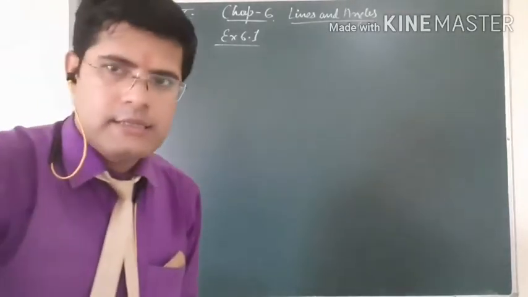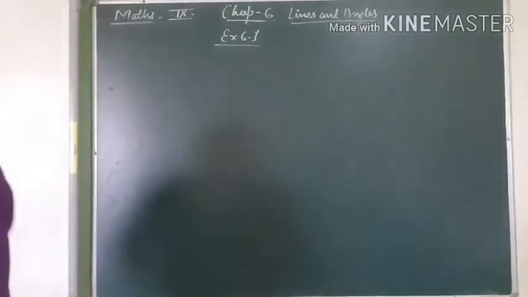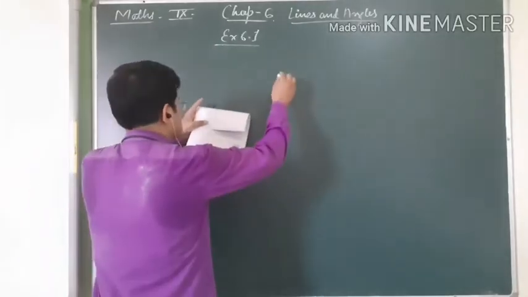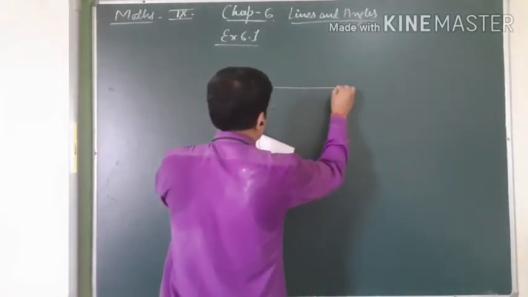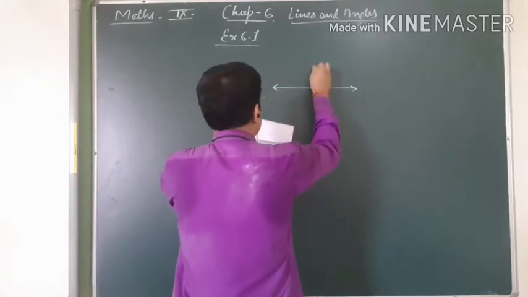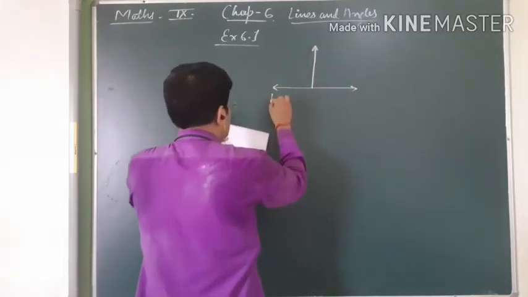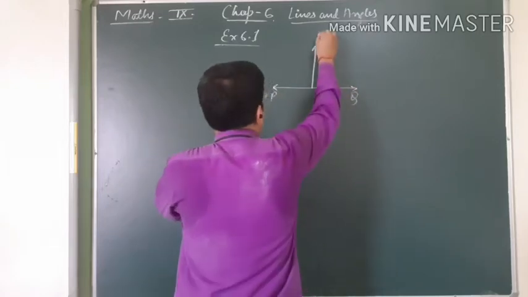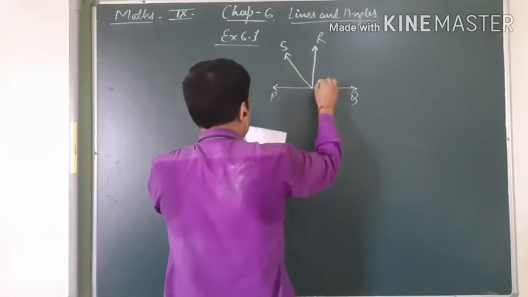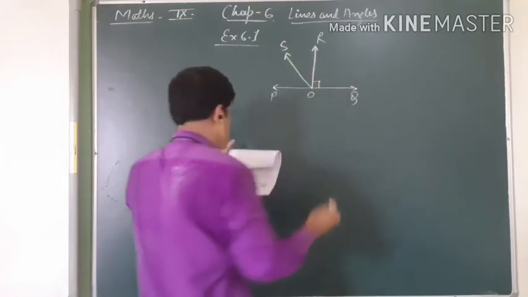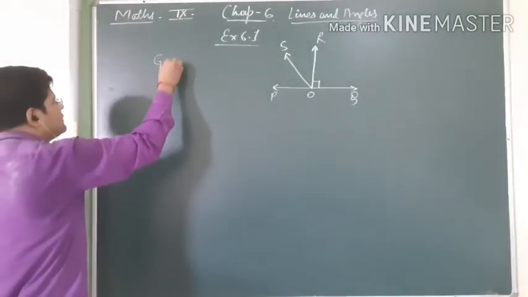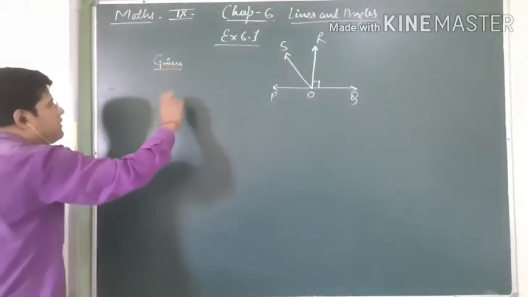Now in exercise 6.1, question number 5 of exercise 6.1. Actually, geometry is a very important thing, and I am supposed to give every single piece of information about that. So some formulas are there. So don't panic about that. So given, what is given? Firstly, we have to write the whole thing.